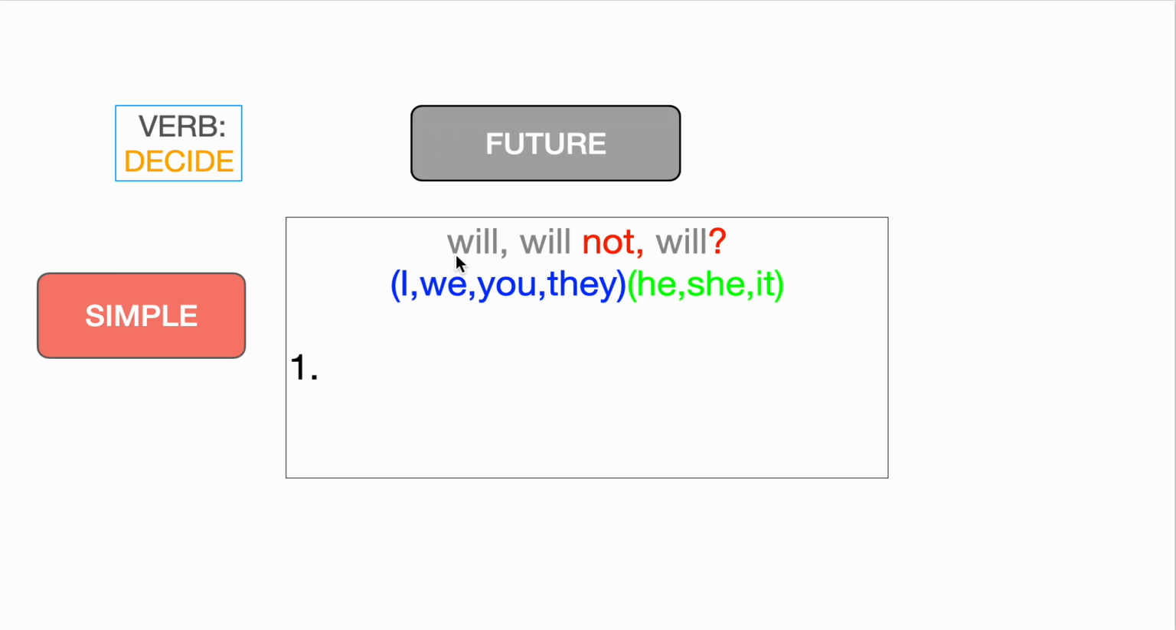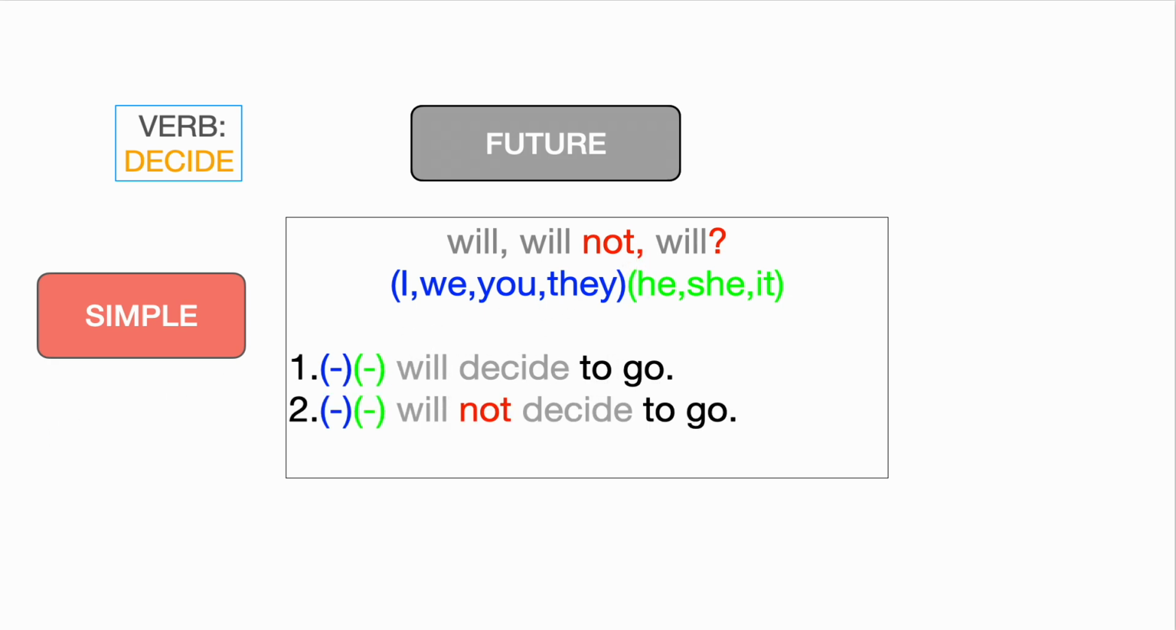Future: helping verb will, or will not, or will as a question. I will decide to go. Maybe tomorrow he will decide to go. Or will not. We will not decide to go. She will not decide. Or question, will you decide to go? Will she decide to go?